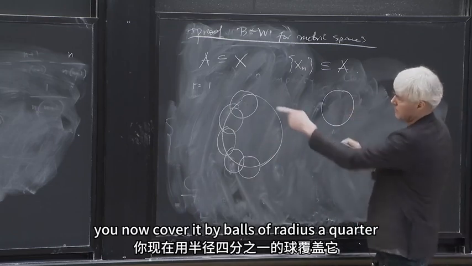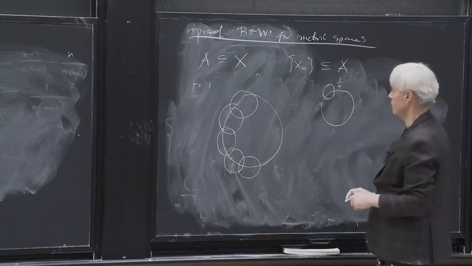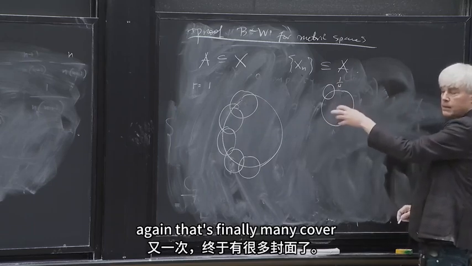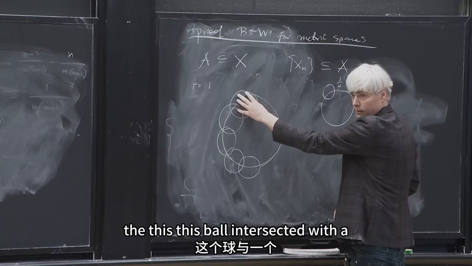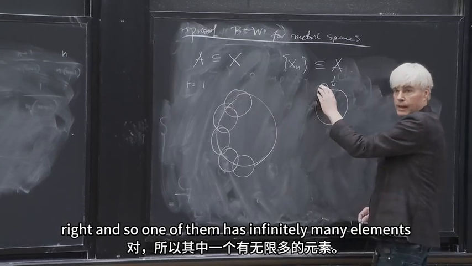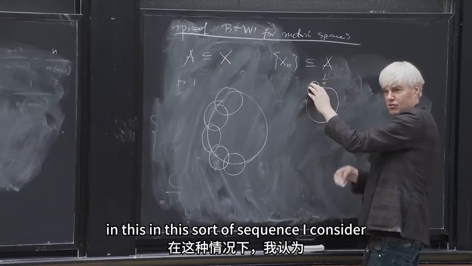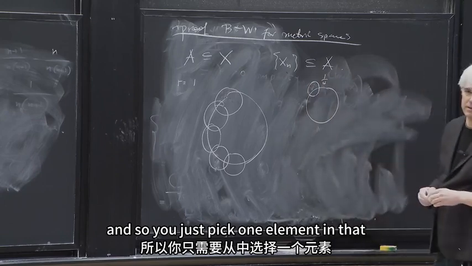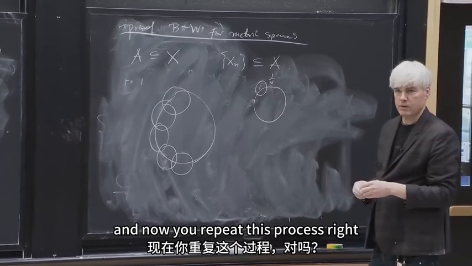You now cover it by balls of radius a quarter, right? And finitely many of them cover this ball intersected with A. And so one of them has infinitely many elements in the subsequence that you consider. And so you just pick one element in that, and that's the next one. And now you repeat this process, right?